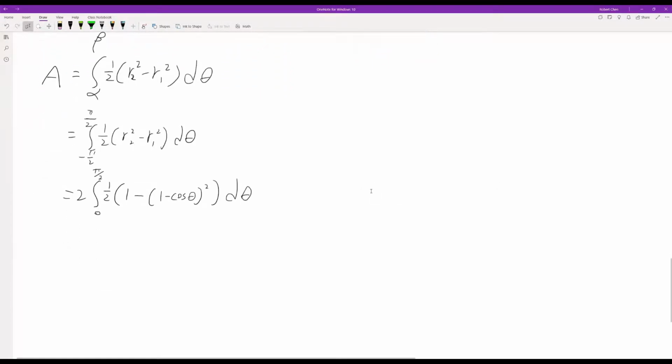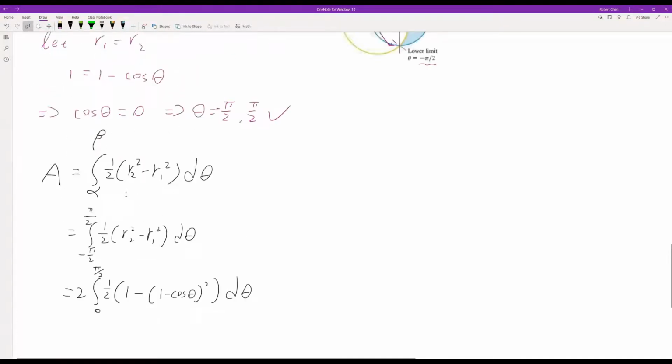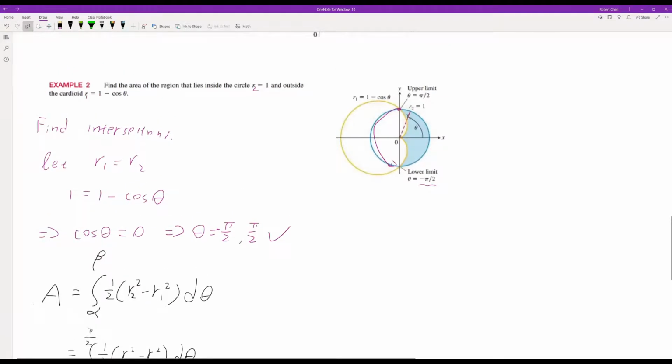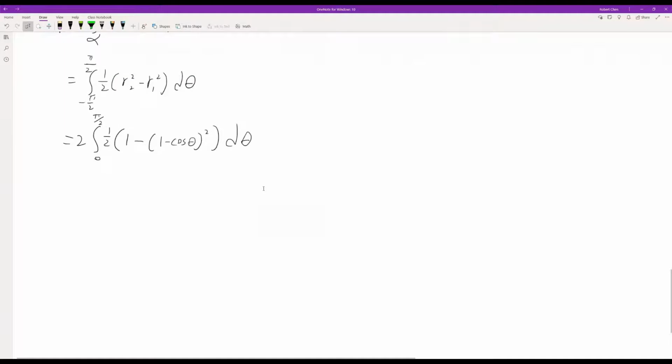All right, so that's one thing that can make our lives a little easier, right? Since we know that it's an even function, we can rewrite the bounds to go from 0 to pi over 2 instead of from negative pi over 2 to pi over 2, because they're symmetric, right? If you look at the area, they're symmetric, and we can just calculate the top side and then multiply by 2.